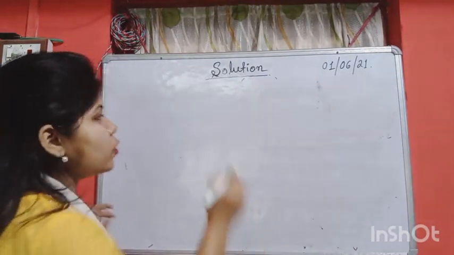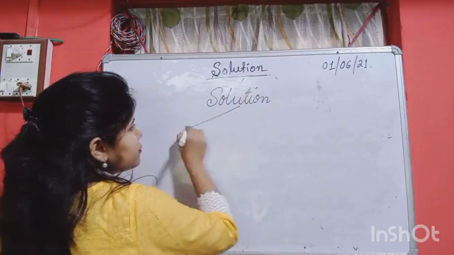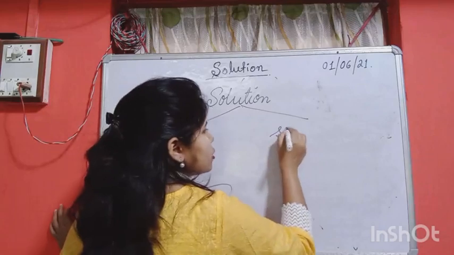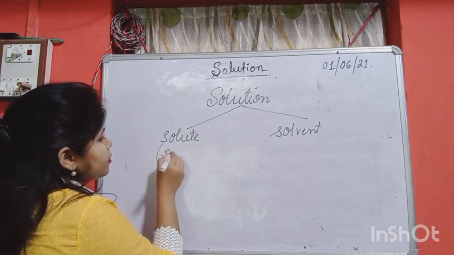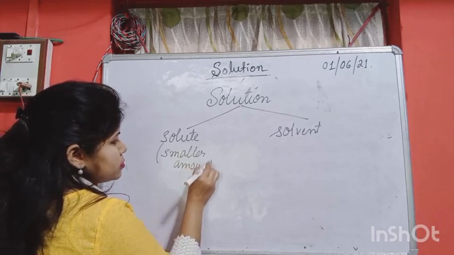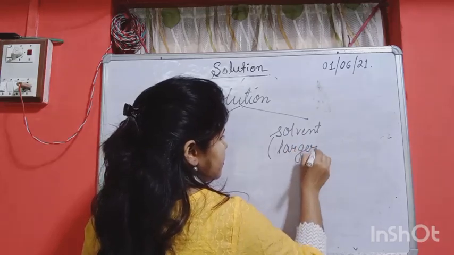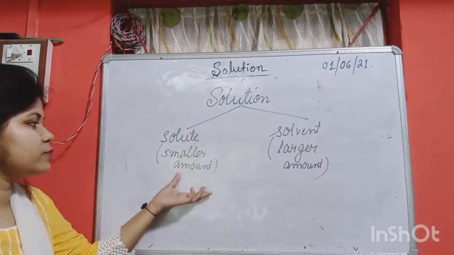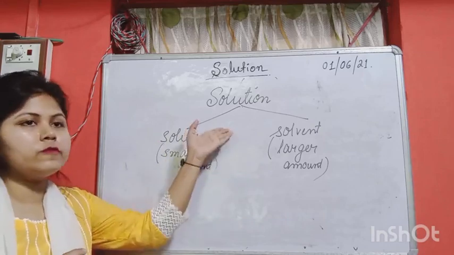Next, you all know that a solution consists of two parts. One part is known as solute and the other part is known as solvent. The solute is present in smaller amount, and the solvent is present in larger amount. Larger amount means it will be present in more quantity, and the smaller one, present in less quantity, is known as solute. So solute plus solvent will give you the solution.